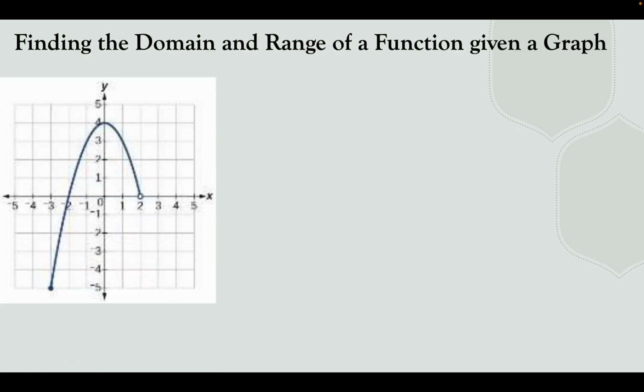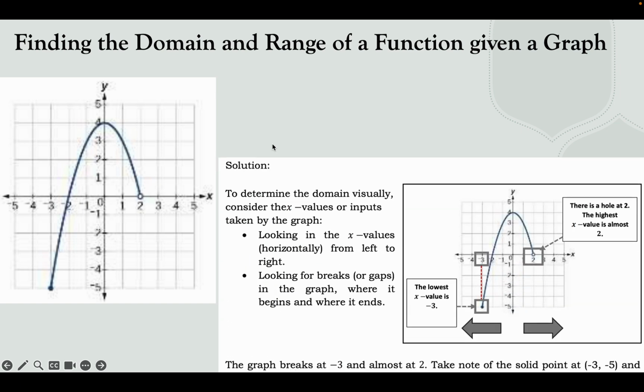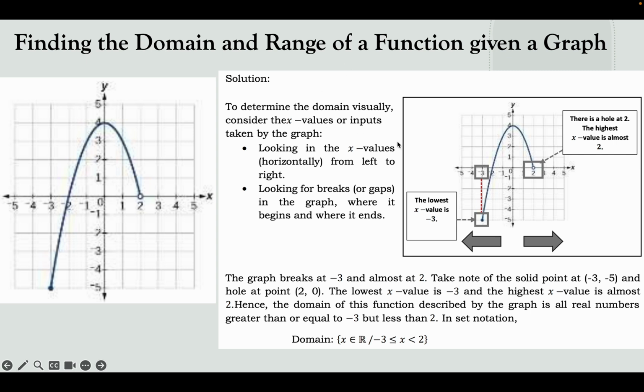So we have here another example class. As you observe in the graph, there's no arrow na. So that means there are restrictions, diba? And then here, na shade ang point and this one is wala na shade ang point. So how can we identify this one? So in determining the x values or inputs taken by the graph, looking at the x values horizontally from left to right. So from left to right.